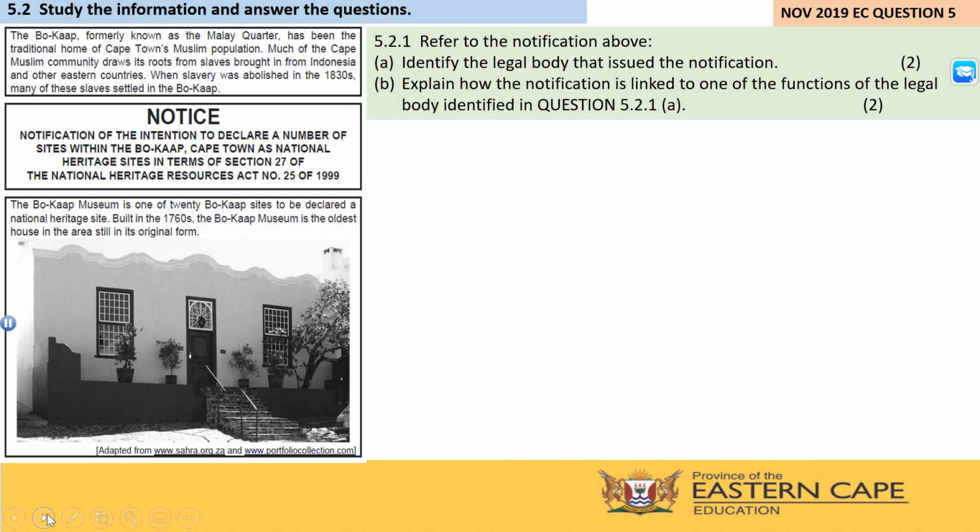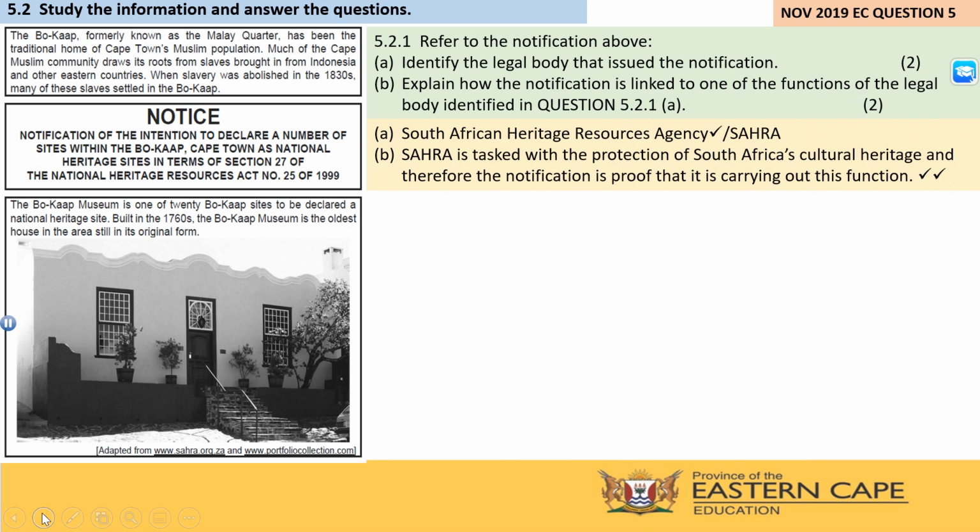And question B, explain how the notification is linked to one of the functions of the legal body identified. So if we go back to one of the slides early in the presentation, it referred to the functions of SAHRA. And you should be able to identify one of the functions that is evident in the extract given to you. Let's take a look at the answers.